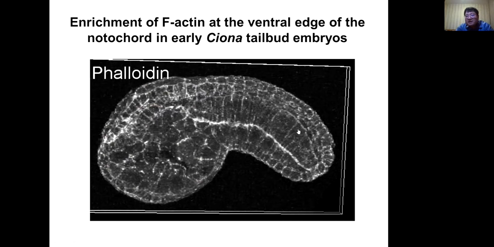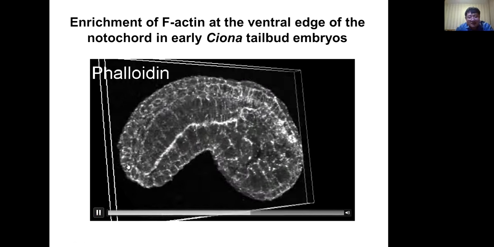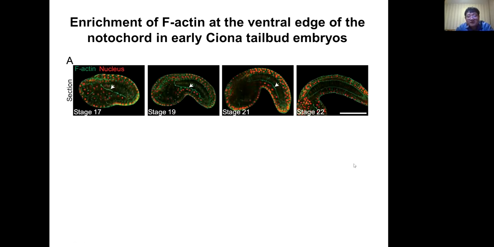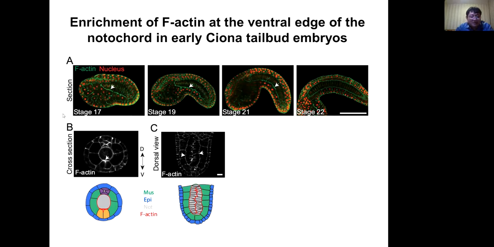To find out which kind of mechanism is involved in Ciona tail bending, we first checked the distribution of the cytoskeleton. And surprisingly, we found the enrichment of F-actin at the ventral edge of the notochord here. This 3D movie clearly shows this enrichment in the ventral side. We also checked this phenomenon in the development process of Ciona and found it persistent in the whole bending process. In this cross section, we can clearly see this enrichment point here in the ventral, and in the dorsal view, we can't find any differences between the left and the right. So this result tells us this distribution polarity is along the dorsal-ventral axis.